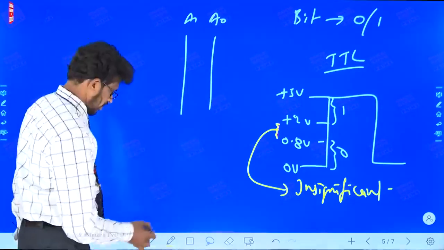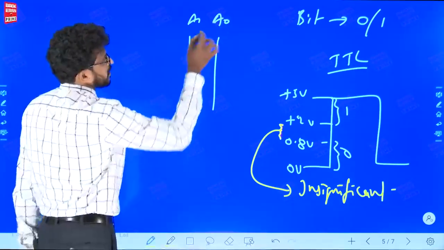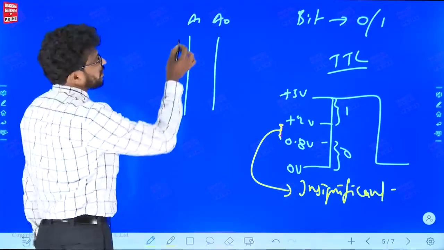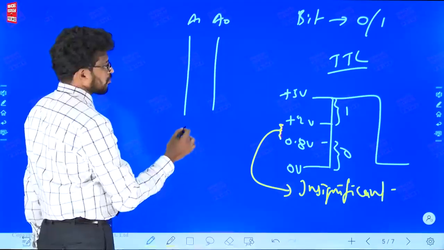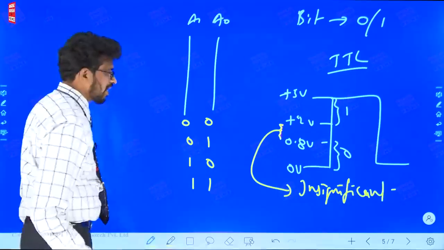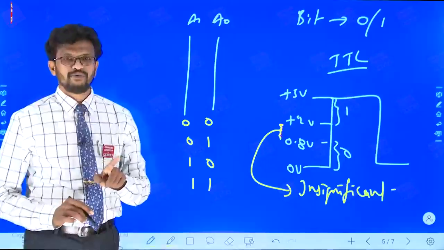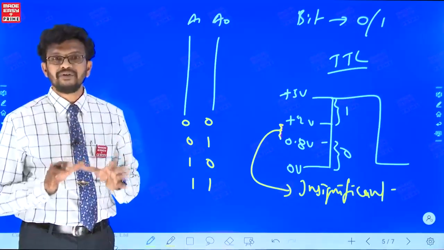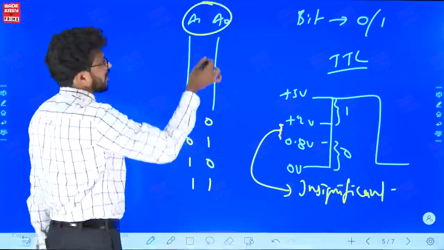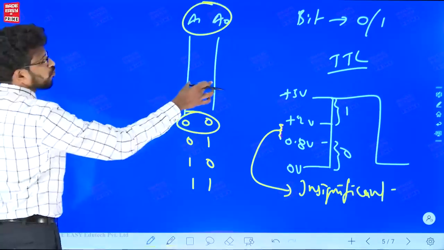Now, if you have, let us say, 2 wires. Each wire can support only 1 bit, either 0 or 1. Now, if there are 2 wires, how many combinations are possible? 0 0, 0 1, 1 0, 1 1. It means one wire can support only 1 bit of information at any given instant of time. It means as many wires as there are, that many bits are possible. So this is 2-bit length.